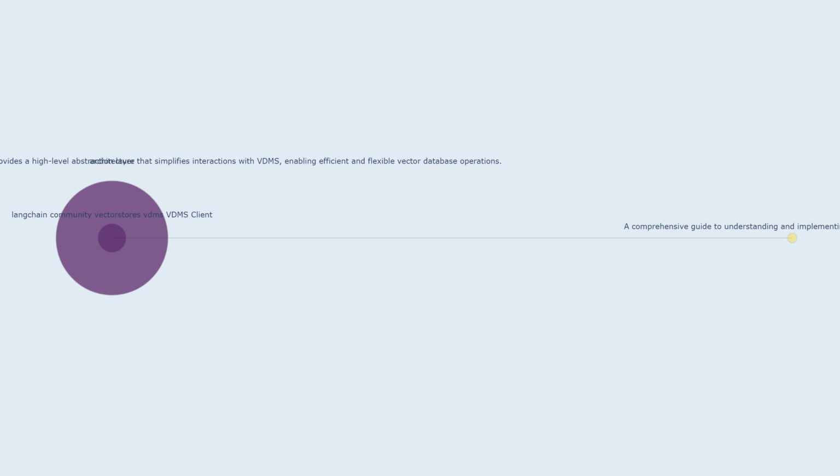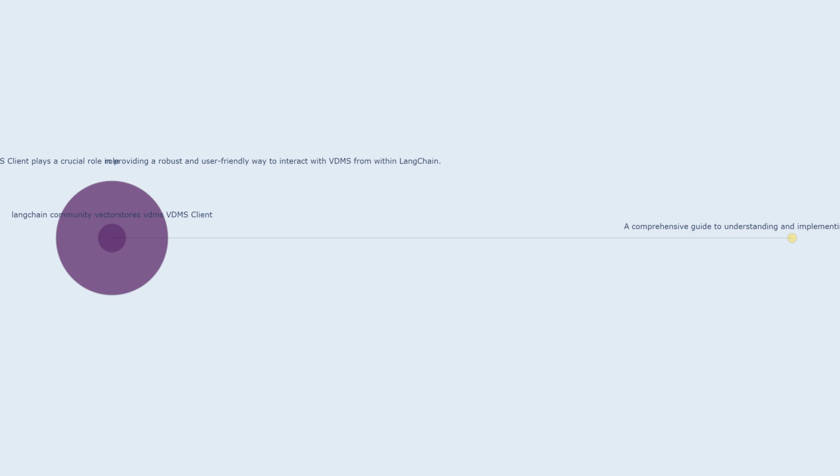Langchain provides a high-level abstraction layer that simplifies interactions with VDMS, enabling efficient and flexible vector database operations. This abstraction layer makes interacting with VDMS easier and more intuitive, allowing developers to focus on building applications rather than dealing with the intricacies of the underlying database. Explanation of the variable's role in the system.